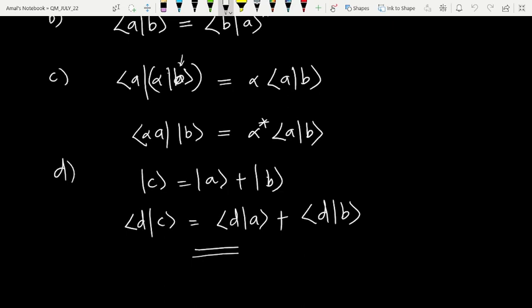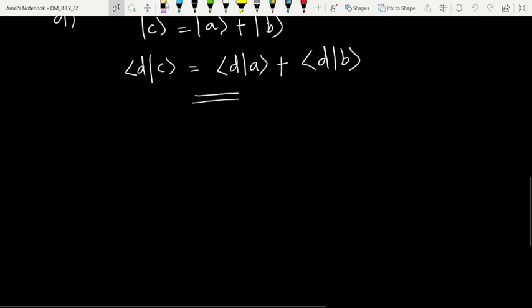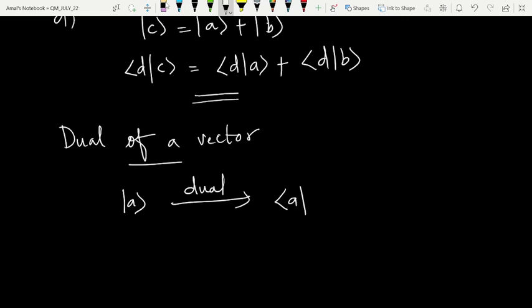Motivated by this definition of inner product, we can define another quantity known as the dual of a vector. It is defined like this: for every vector A, there is a corresponding dual vector A defined like this. So this is the normal vector, and this is the dual vector.